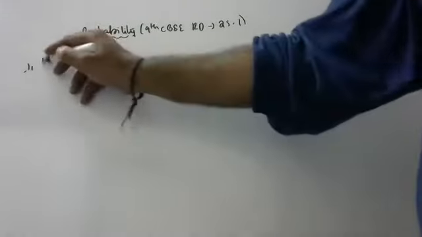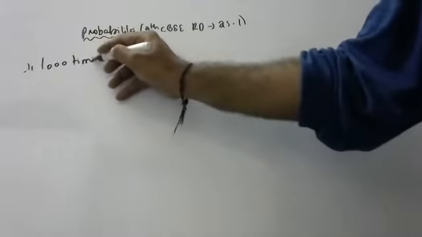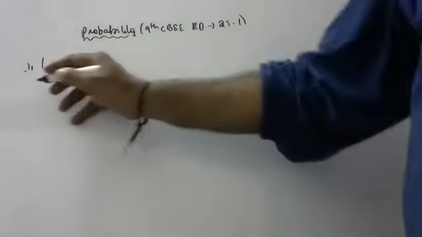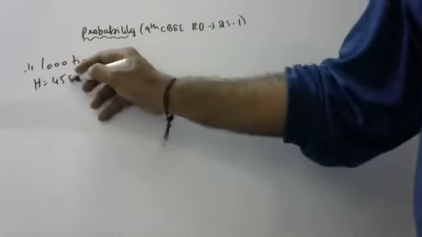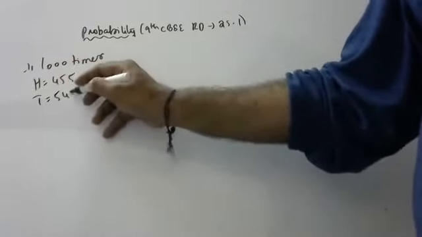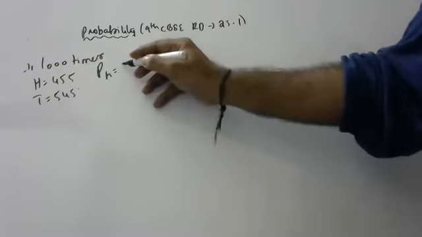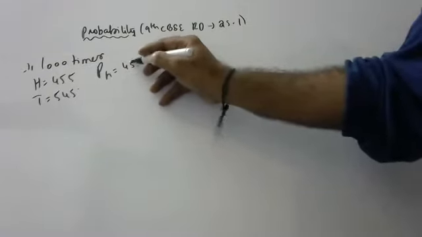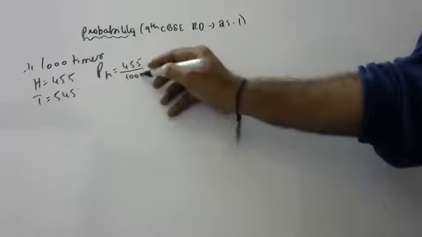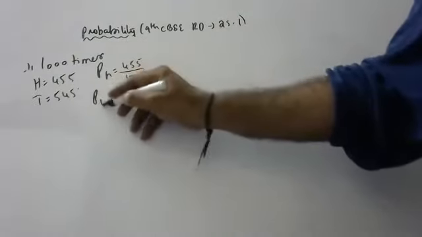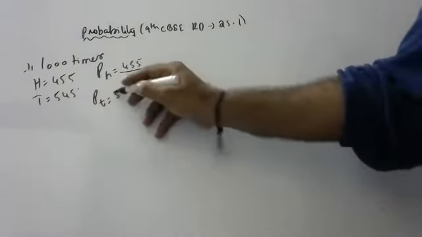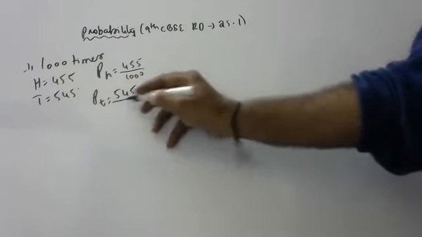Coming to the first sum, a coin is tossed 1,000 times. In that 1,000 times, heads you are getting 455 times, tails you are getting 545 times. What is the probability of each event? Probability of heads is equal to the number of times heads is coming by the total number of events. And probability of tails is equal to the number of times tails is coming by the total number of events.